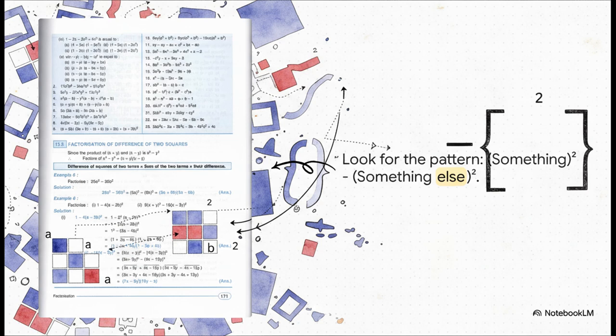25a squared minus 36b squared. You see the pattern? 25a squared is really just 5a all squared. And 36b squared?